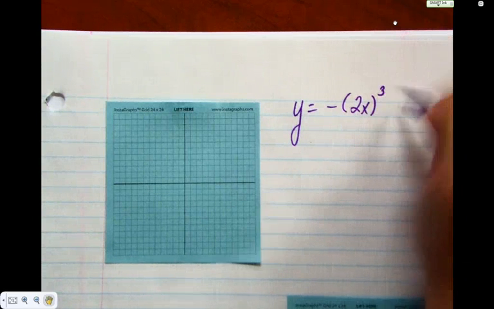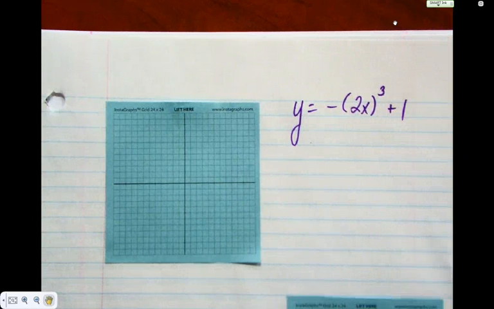I don't know, just making this up. Let's do negative 2x cubed plus 1. Negative 2x cubed plus 1.